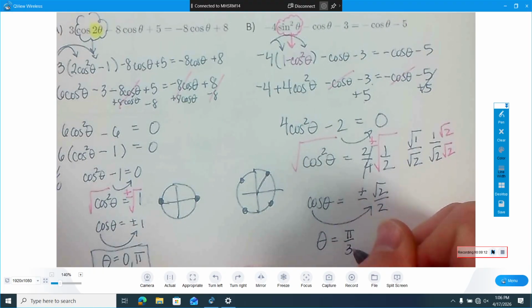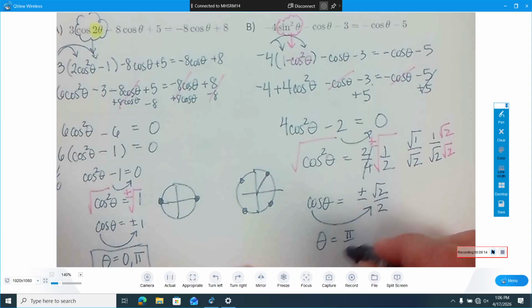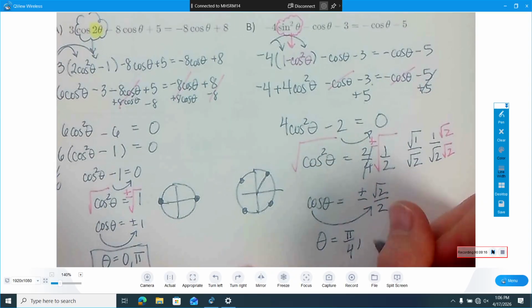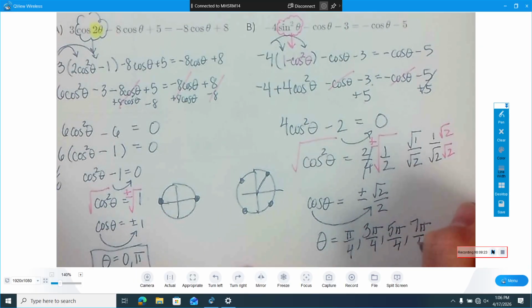1 pi over 4. 3 pi over 4. 5 pi over 4 and 7 pi over 4. Beautiful.